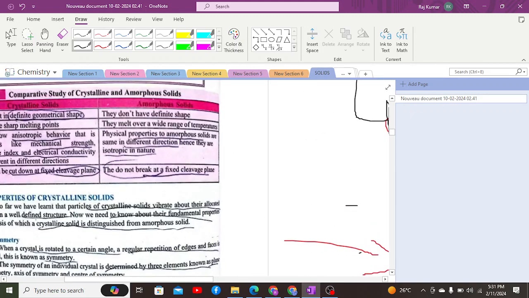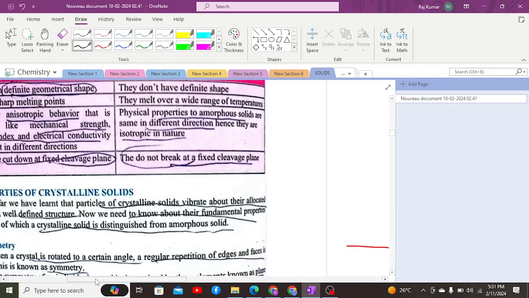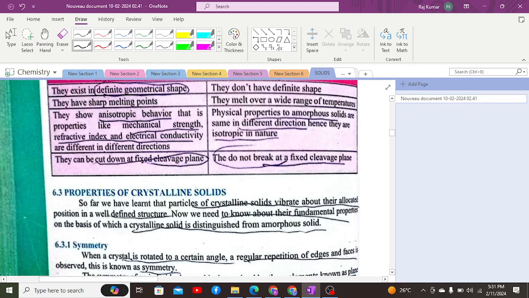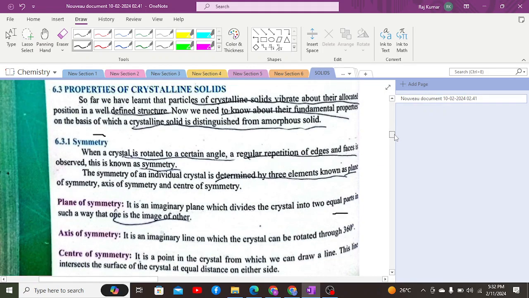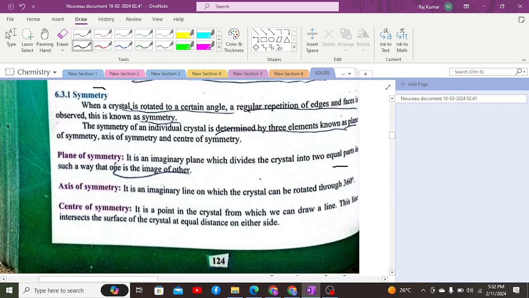Now coming to the properties of crystalline solids. Number one, crystalline solids have anisotropic properties, apart from which they have symmetry as well. If they have a geometrical shape, they must also possess symmetry. What is symmetry? It is basically the property in which, when a crystal is rotated to a certain angle, there is a regular repetition of its edges and faces.